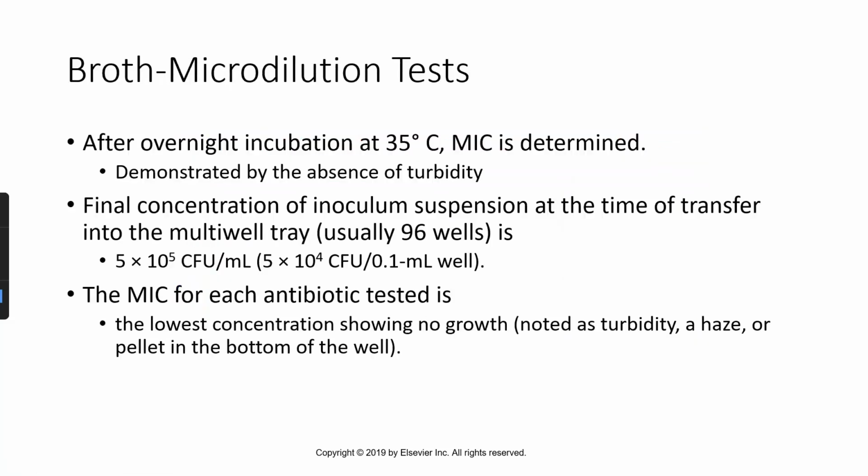Broth microdilution tests: after an overnight incubation at 35 degrees Celsius, the minimum inhibitory concentration is determined. It's demonstrated by the absence of turbidity. The final concentration of the inoculum suspension at the time of transfer is 5 times 10 to the 5th CFU per mL. The MIC for each antibiotic tested is the lowest concentration showing no growth, noted as turbidity, haze, or a pellet at the bottom of the well.